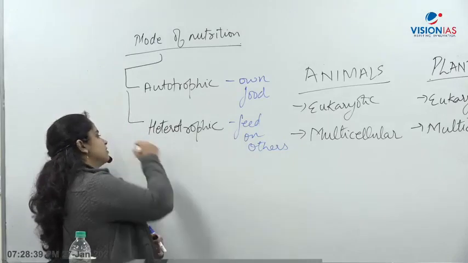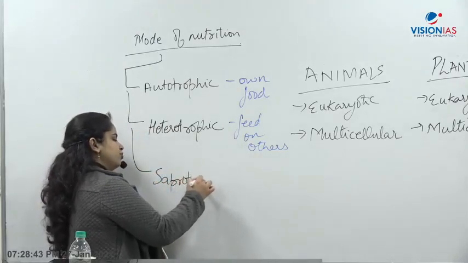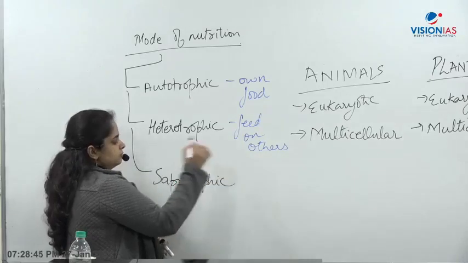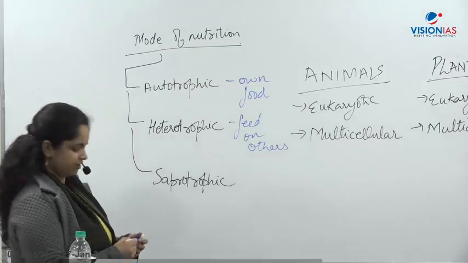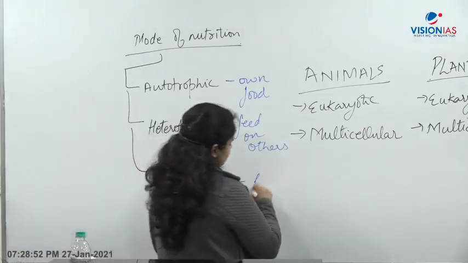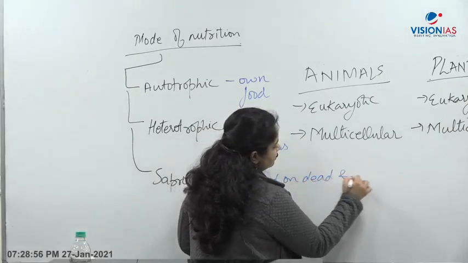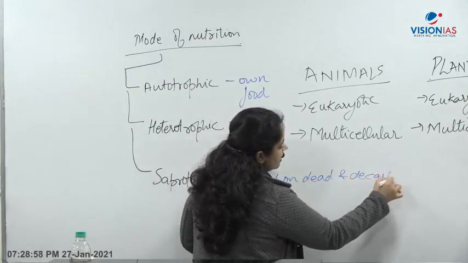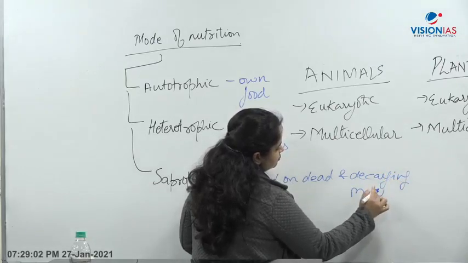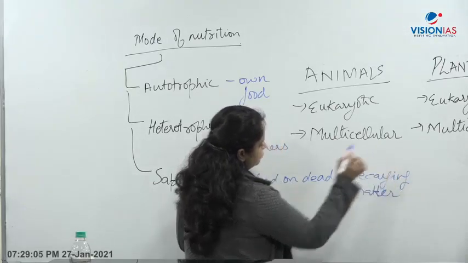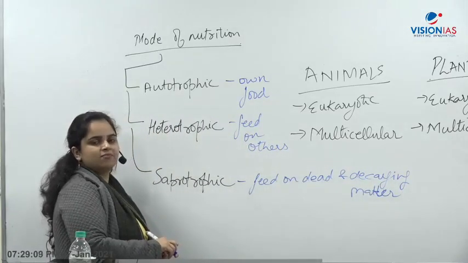Then we have a third category, saprotrophic. Saprotrophic organisms feed on dead and decaying matter. Saprotrophic feed on dead and decaying matter.